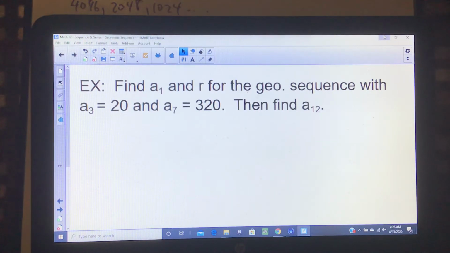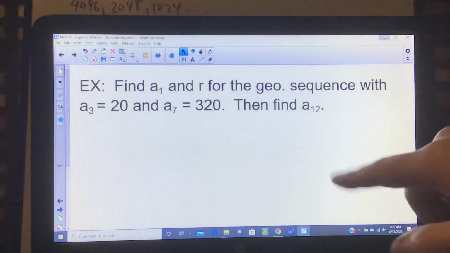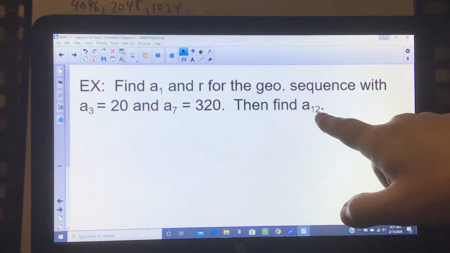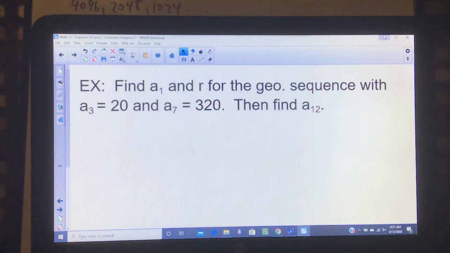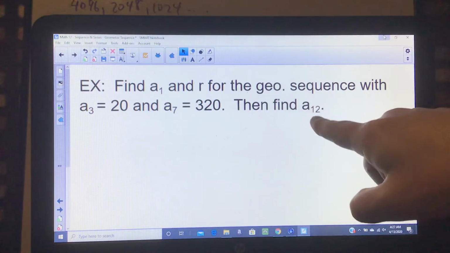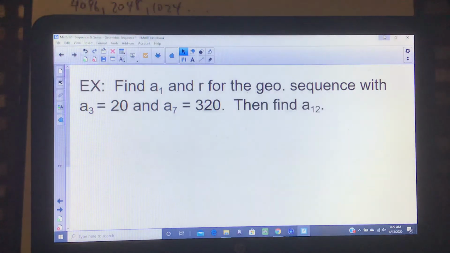So just like with the arithmetic sequence, sometimes they don't give you all the information you need. To use the formula would help if I had the first term and the common ratio in order to find this. But I don't have the first term or the common ratio. That's why they're asking me to find it. So I'm going to show you how to find them and then how to answer the actual question. So basically they want to know what a sub 12 is. It's a little hard to find because I want to find a sub 12, but they gave me the 3rd and the 7th term. All right.